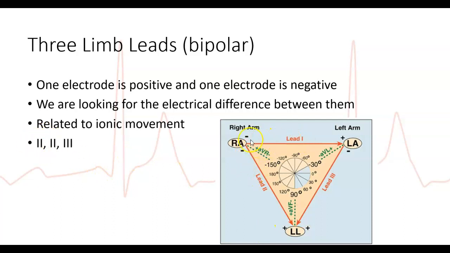With lead 1, we're looking at the difference between the right arm and the left arm, and we're going to designate that one as negative and that one as positive. The right arm and the left leg is lead 2, and then the left arm and the left leg would be lead 3, right? Now we're looking at the potential difference between these different electrodes, and that is all related to ionic movement, and that's going to determine if we're going to get a positive or negative deflection of the stylus.